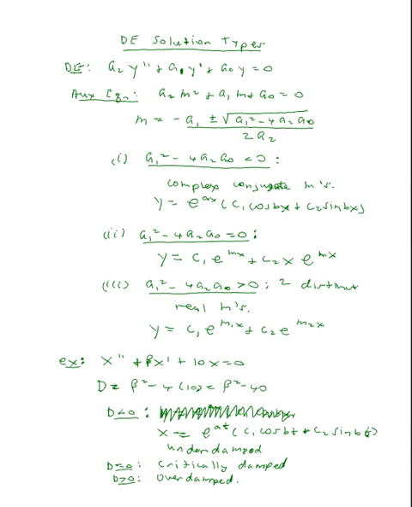So we see that we can analyze the discriminant of the auxiliary equation to find the types of solutions that we get to the second order linear homogeneous differential equation with constant coefficients, without actually solving the equation.